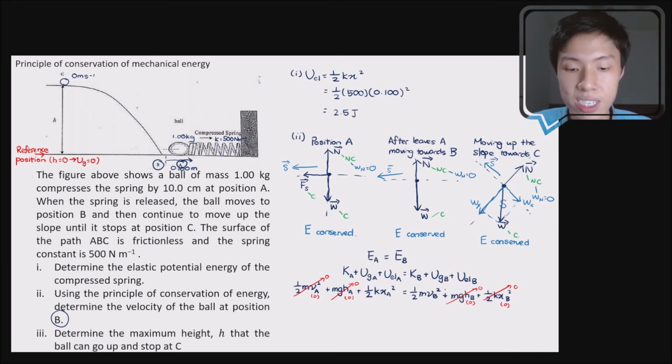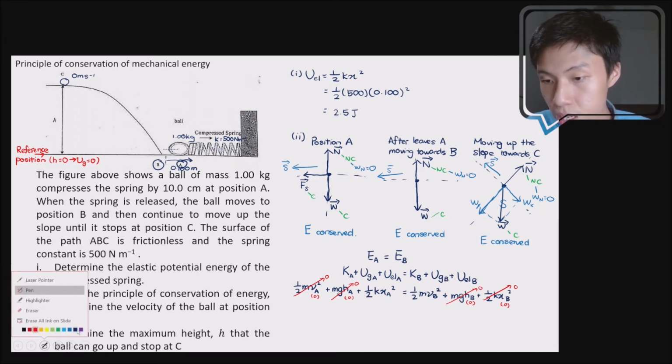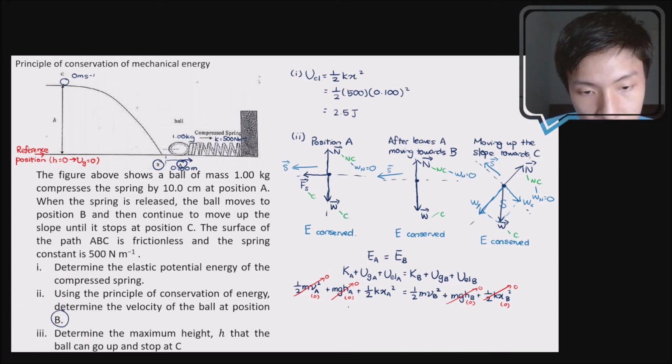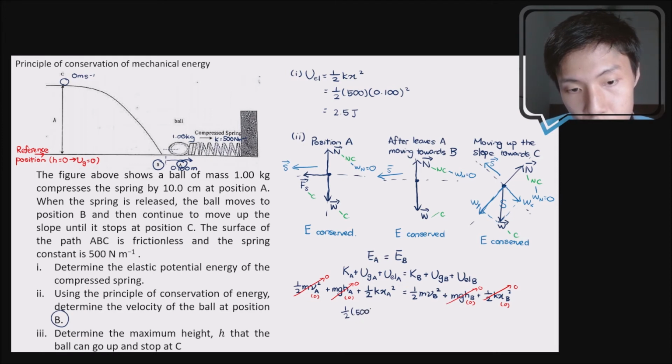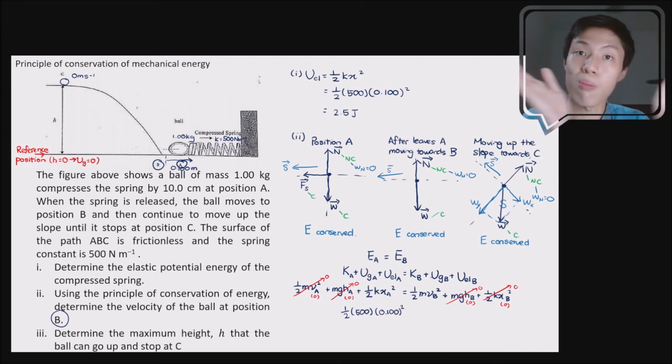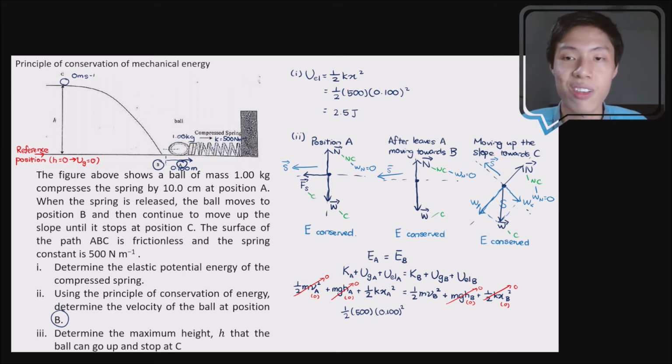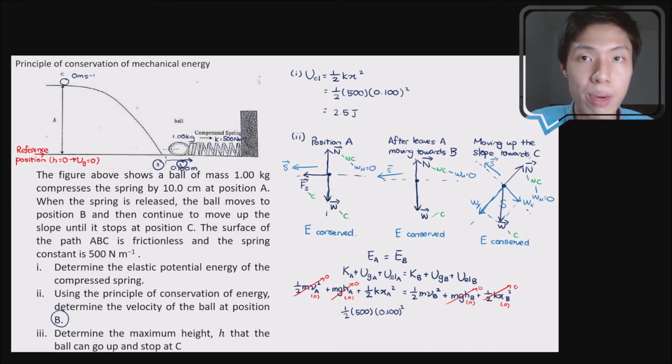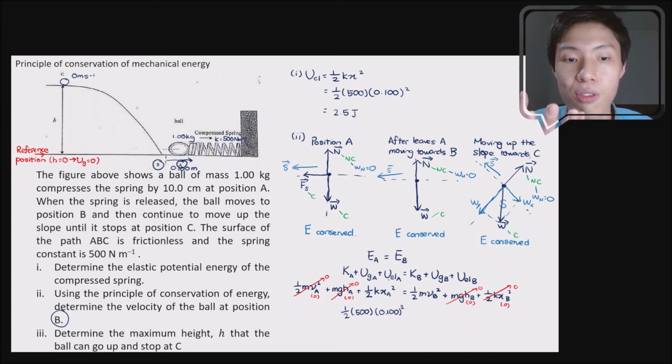Well, now it's just substitution. So we are going to substitute half, our spring constant 500, and the amount of stretch or compression, that is 0.100. You can choose to put negative here, because you want to say compression is negative and stretch is positive. It's up to you. But the thing is, there's a square here, so no matter what sign you put, you will still get back a positive value. And elastic potential energy is always positive.